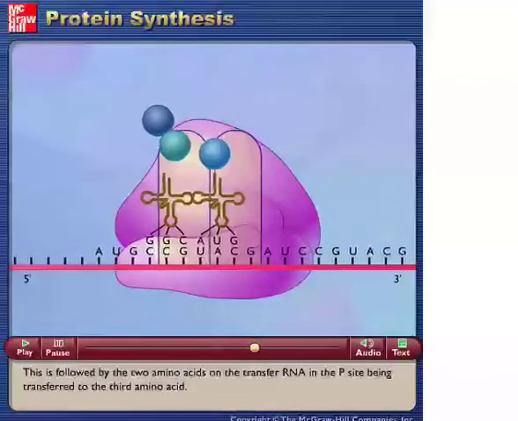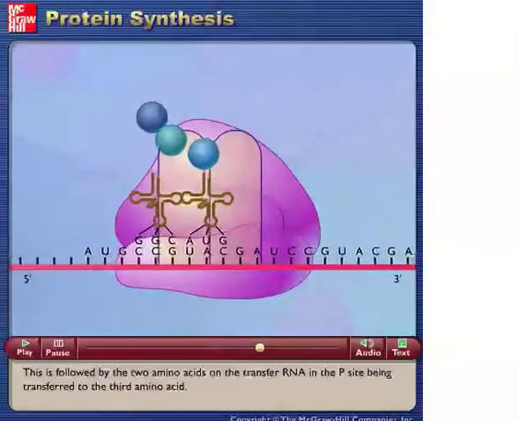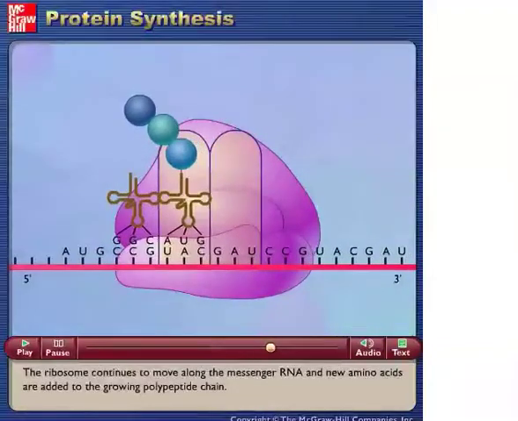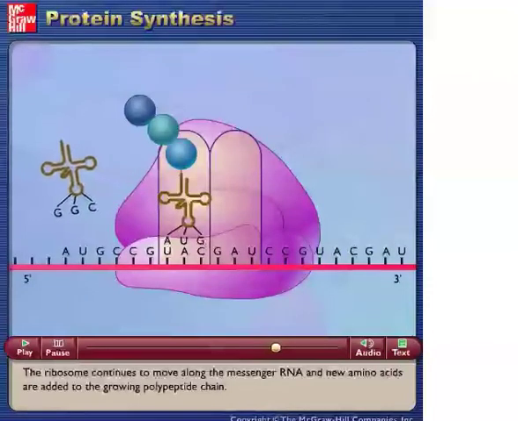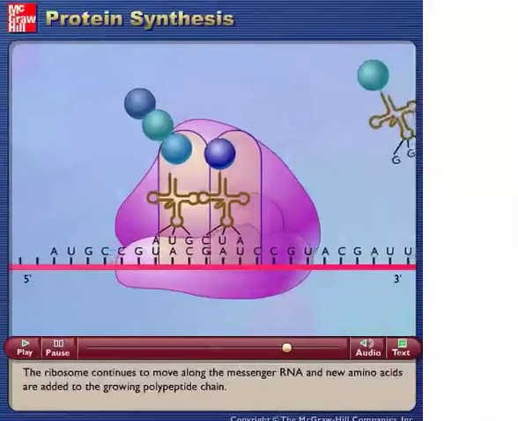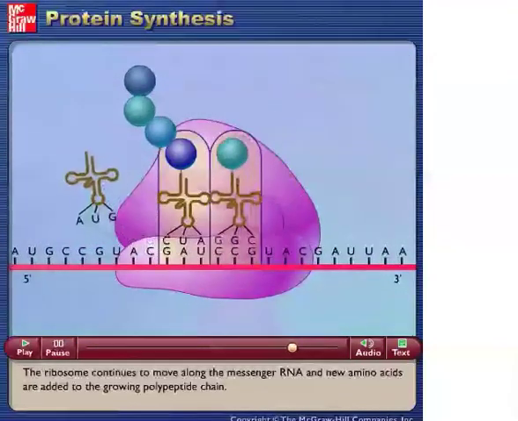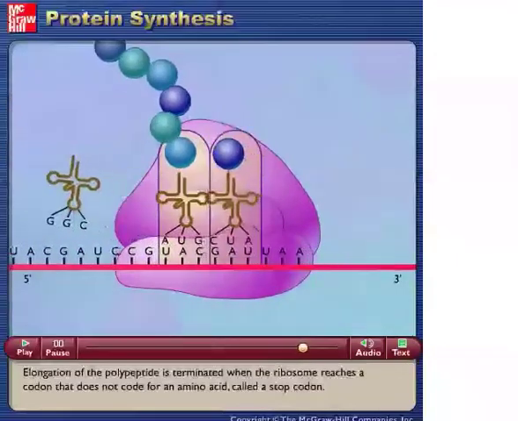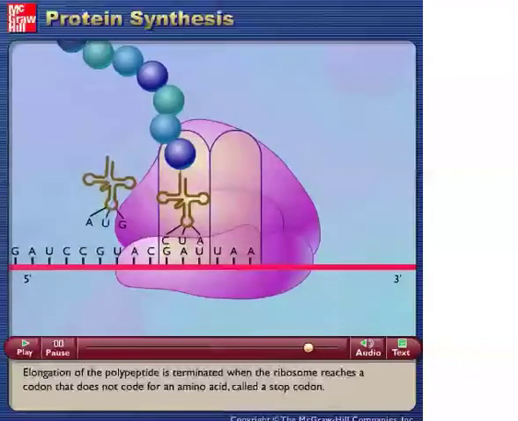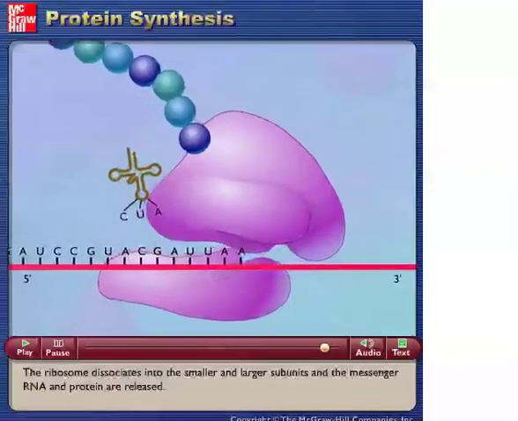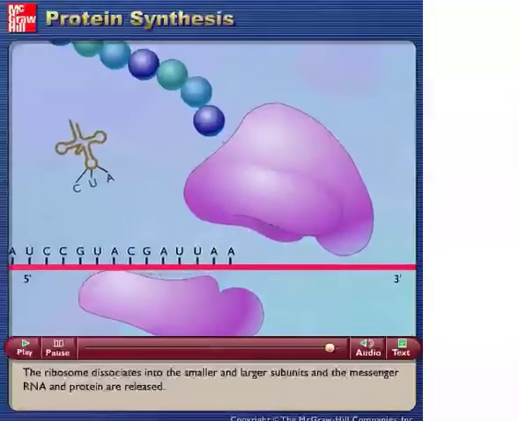This is followed by the two amino acids on the transfer RNA in the P site being transferred to the third amino acid. The ribosome continues to move along the messenger RNA, and new amino acids are added to the growing polypeptide chain. Elongation of the polypeptide is terminated when the ribosome reaches a codon that does not code for an amino acid, called a stop codon. The ribosome dissociates into the smaller and larger subunits, and the messenger RNA and protein are released.